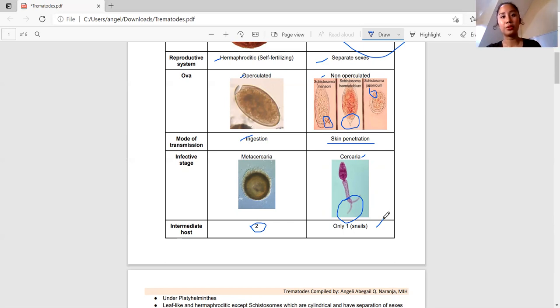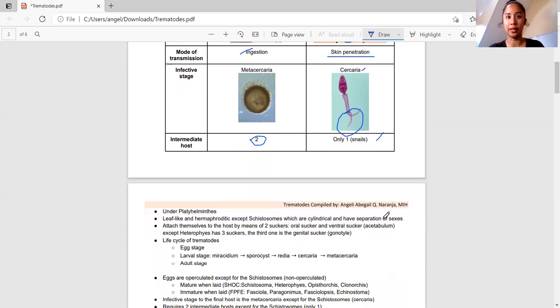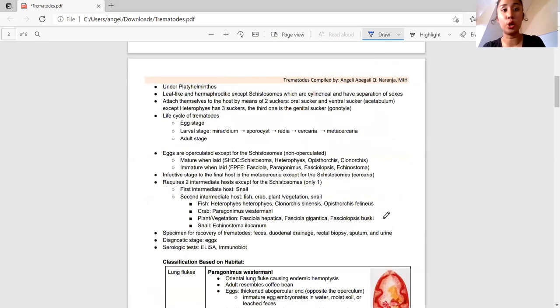Since praziquantel has few side effects, it could be disseminated in an area where trematodes are prevalent. And praziquantel is also cost effective.